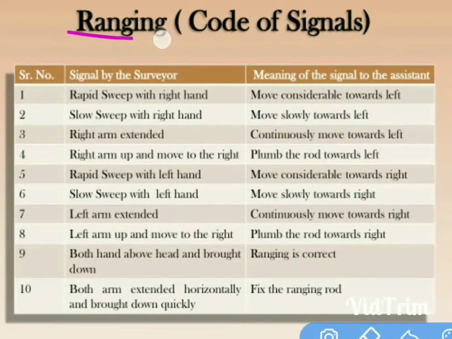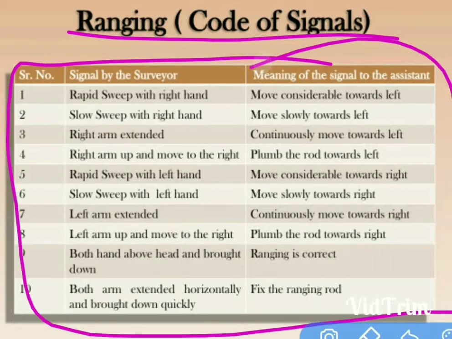Next, what are the signals or codes required in ranging? See, this table is most important for theory exams. They will ask what are the codes required for ranging. Otherwise in competitive exams also they will ask what is the signal by the surveyor and what is the meaning of that. They will ask, right?